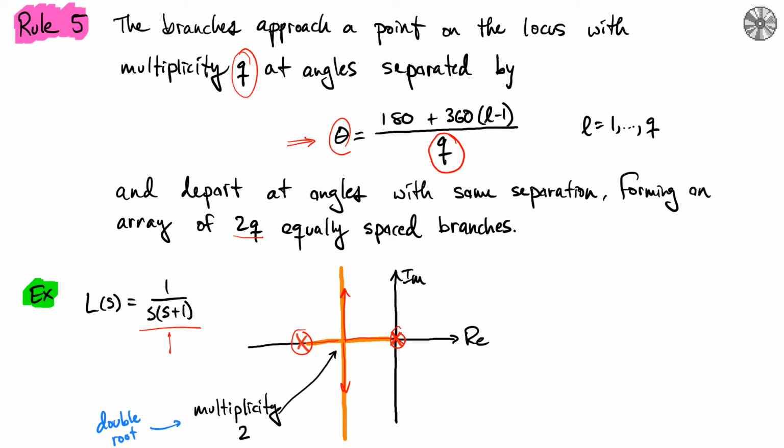And so what we'd like to know is actually what are these angles here? The angles are computed just by this formula. In this case, we have multiplicity 2, so q is equal to 2. And so that means that theta is going to be some multiples of essentially 180 over 2, and that's going to be 90. And so that's why these angles are 90, and then 180, and then 270, and 360.